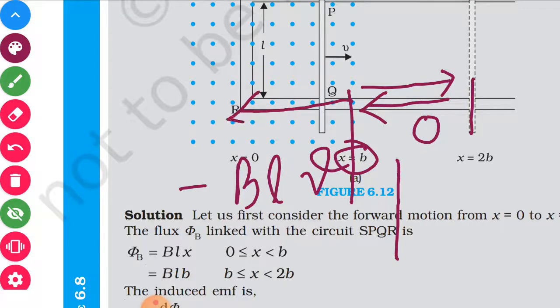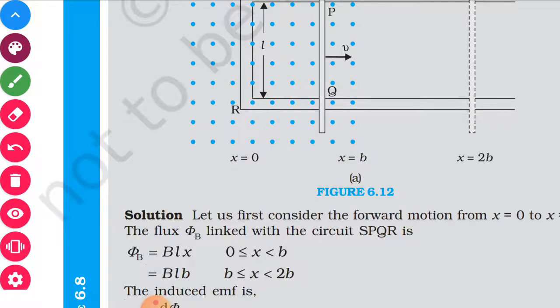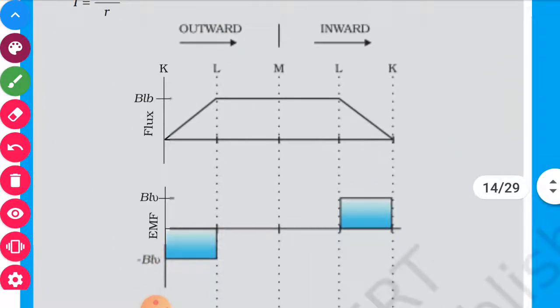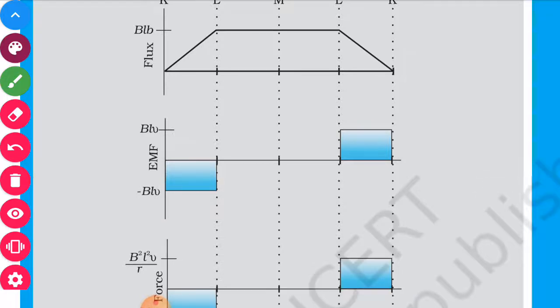Then you go this side. Again it will be BLv, but the velocity is in the opposite direction, so it will be positive BLv. So the graph goes like this: from the point of initiation to point L, the electromotive force is BLv. Then 0, no electromotive force. Again coming back, it is 0, then the direction changes and this value BLv is positive.